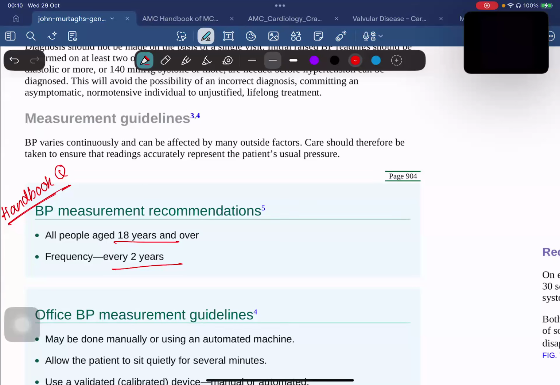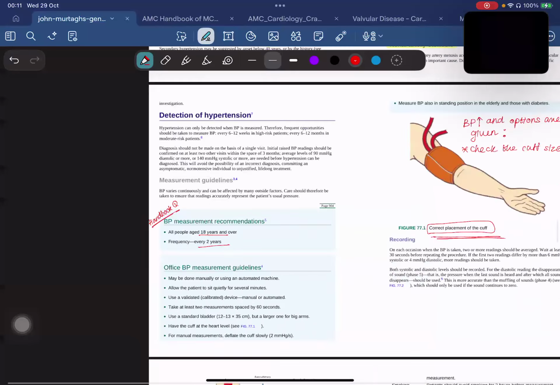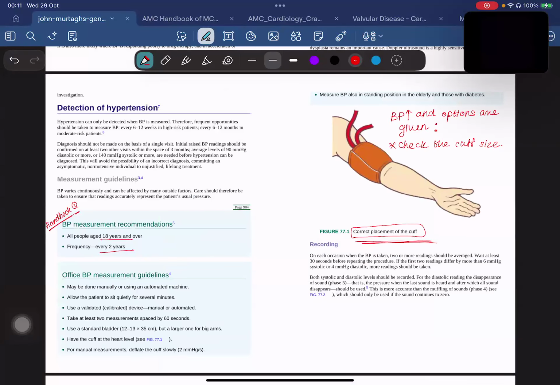So always know that in Australia all people aged 18 years and over are meant to have their BP checked, and it's recommended to check frequently, like every 2 years. So those things are very important. You can't just remember all of that in cardiology. Maybe while going through these cardiology topics, you might have realized that it's not just cardiology that you have to remember, but also little important points.